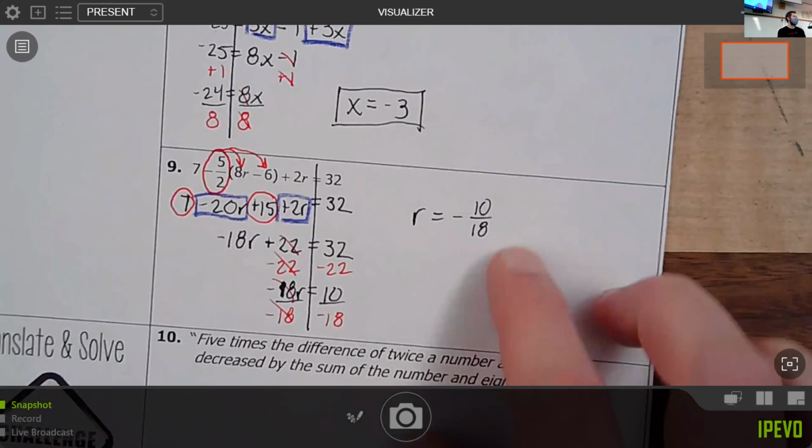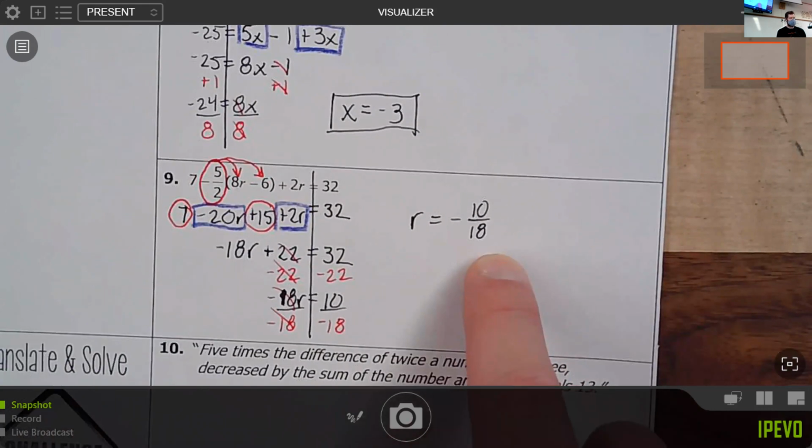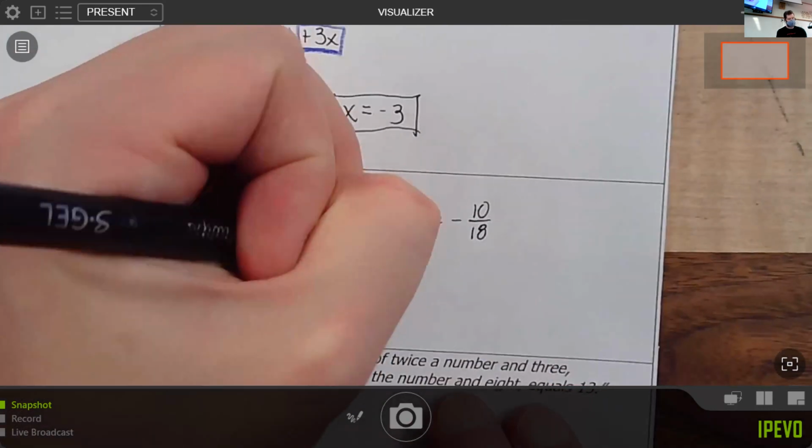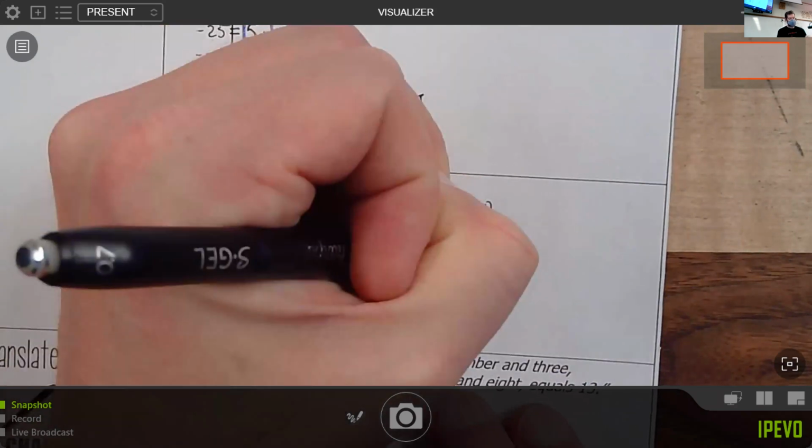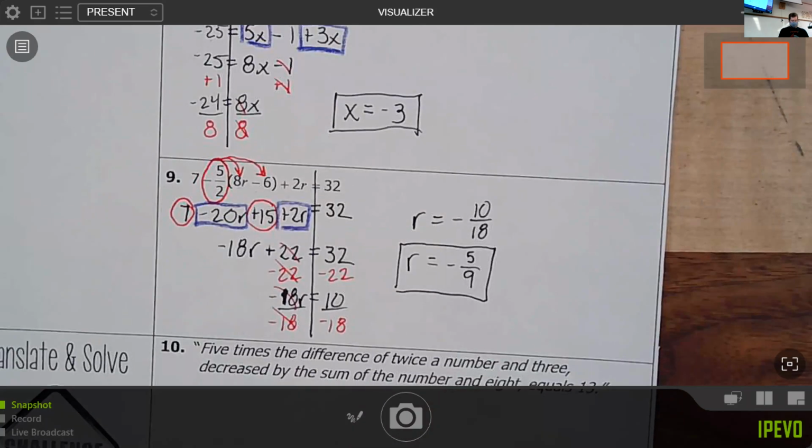These are each divisible by what? By 2. All right. So R is equal to negative 5 ninths. Cool. That's the answer to that one. That's a fraction answer. It's okay that we get a fraction answer.